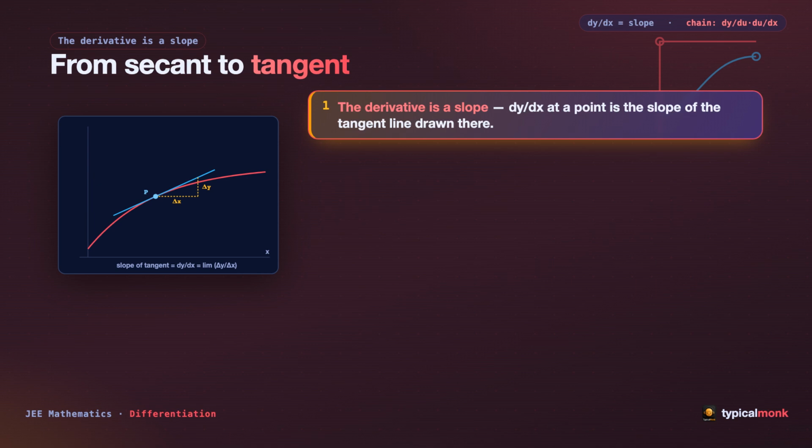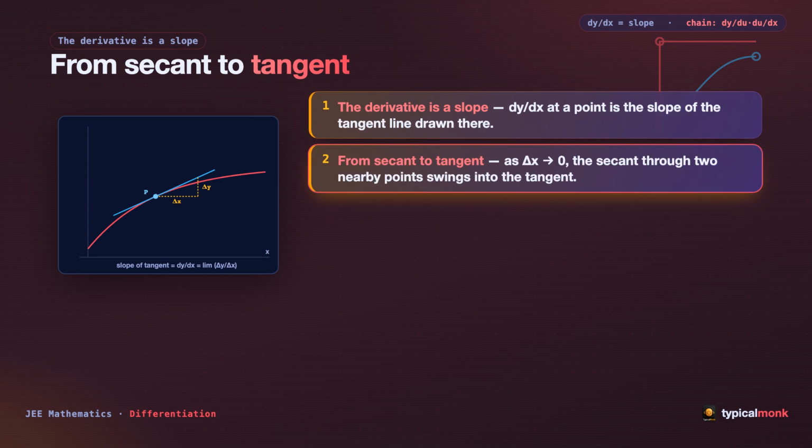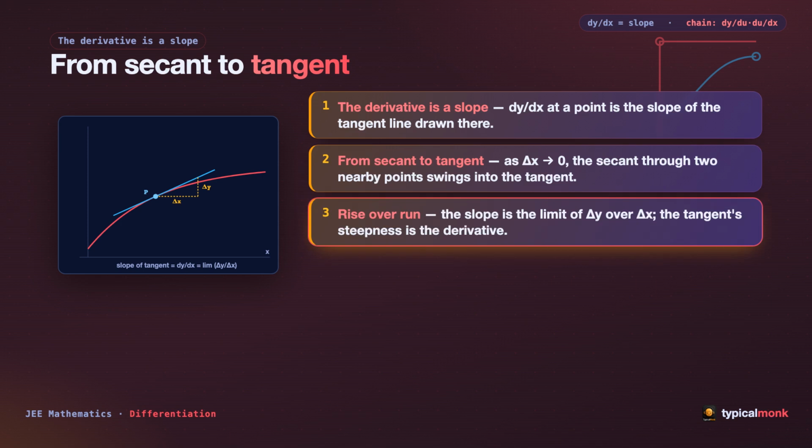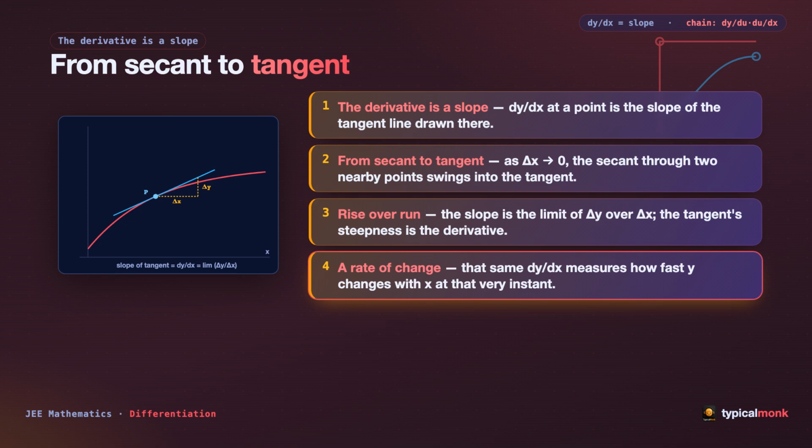The derivative is a slope. dy by dx at a point is the slope of the tangent line drawn there. From secant to tangent, as delta x tends to 0, the secant line through two nearby points swings around until it becomes a tangent. Rise over run. The slope is the limit of delta y over delta x, and the steepness of that tangent is exactly the derivative. A rate of change. That same dy by dx measures how fast y changes with x at that very instant.